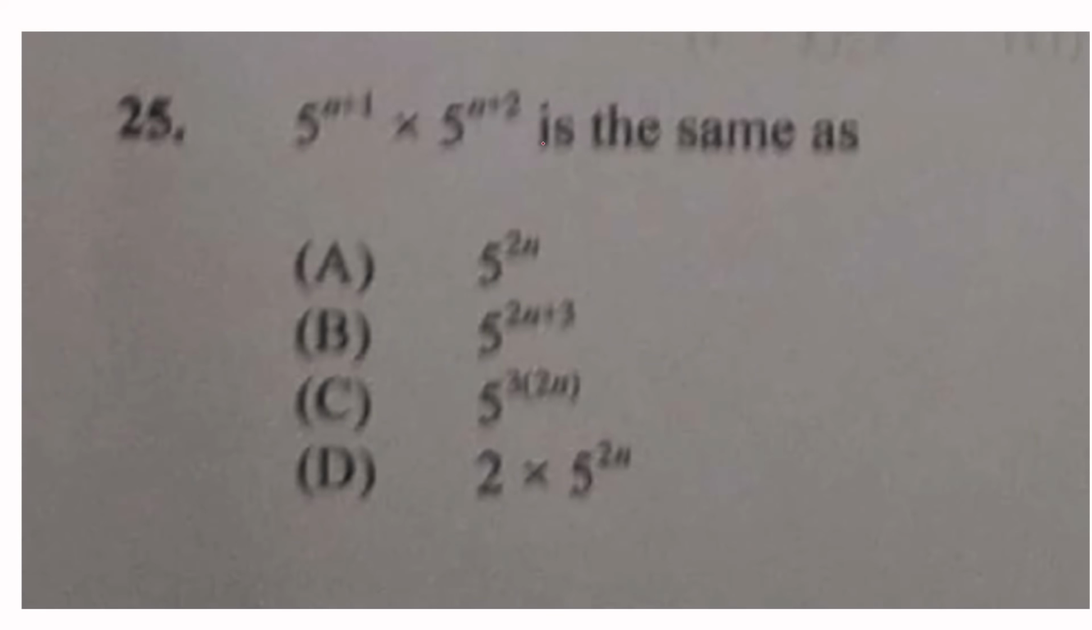Alright, this is a bit better, but this is actually 5 to the n plus 1, and this is 5 to the n plus 2. Alright, so when we have common base, we add the powers. So what we actually have is 5 to the n plus 1, plus n plus 2. So n plus n, that gives us 2n, and 1 plus 2, that gives us 3. Remember, you add like terms, and unlike terms cannot be added. So our answer for this one is going to be B.